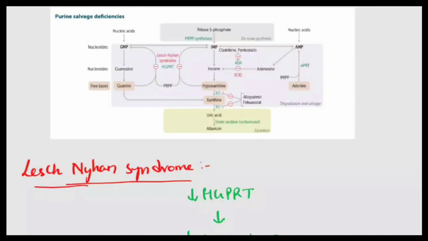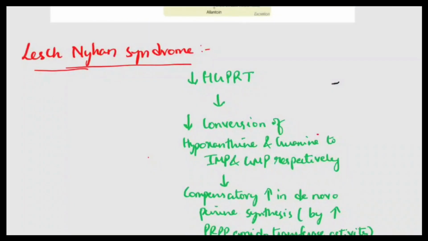Let us talk about Lesch-Nyhan syndrome. Lesch-Nyhan syndrome is because of deficiency of HGPRT. We know that HGPRT converts guanine and hypoxanthine, which are free bases, to the respective nucleotides, that is GMP and IMP, right? If there is deficiency of HGPRT, there will be decreased conversion of guanine and hypoxanthine to their nucleotides, which is nothing but deficiency of the salvage pathway, right? So to compensate for the deficiency of nucleotides, the de novo synthesis will increase due to increase in PRPP aminotransferase activity.